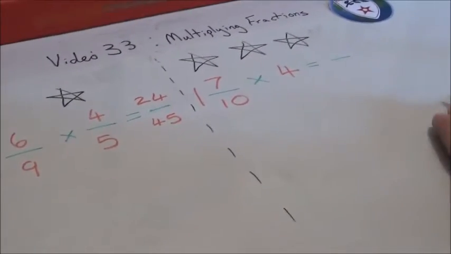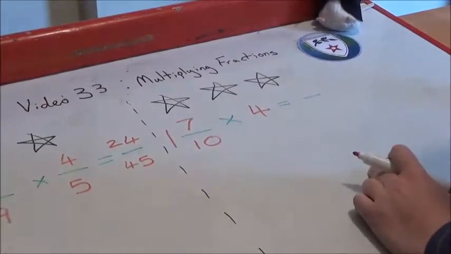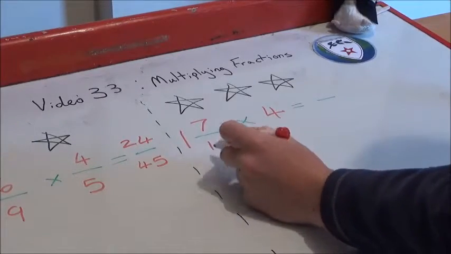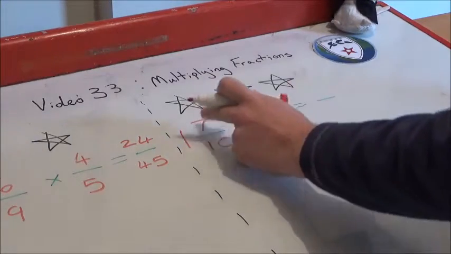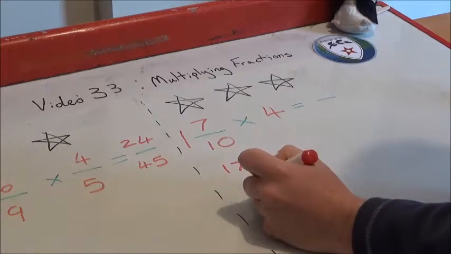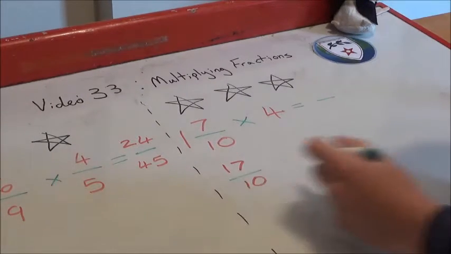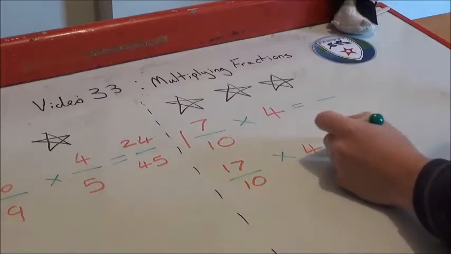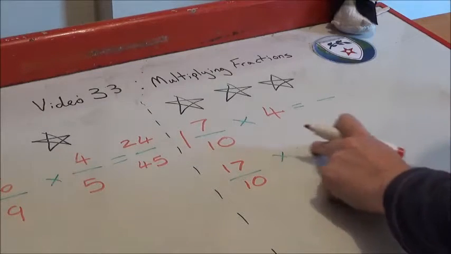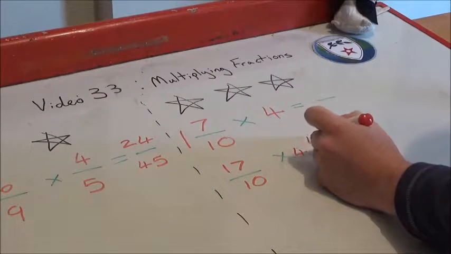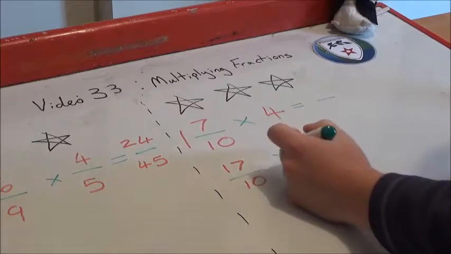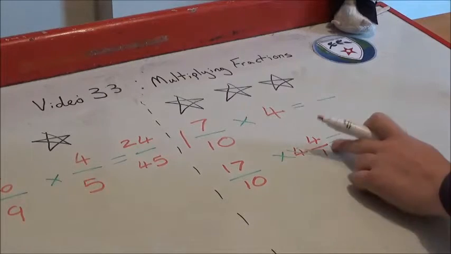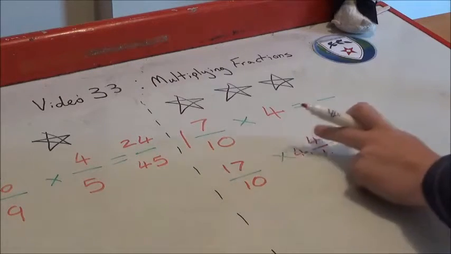Moving over to here, first thing I want to do is convert this to an improper fraction. So I have 1 7/10, which I know is the same as 10/10. So 10 add the 7 is 17. So I have 17/10. And I'm going to multiply that by 4. And again, I'm going to turn that into 4 over 1, because we've said that 4 wholes is the same as 4 over 1, 4 ones. And then we do 17 times 4.